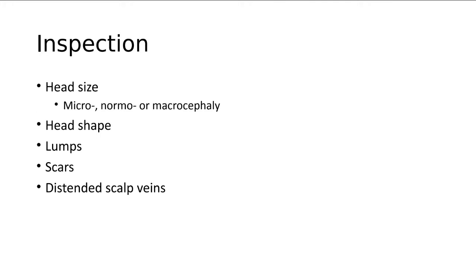So what do we inspect the head for? We inspect for head size. The head may be unusually small, obviously, and that's microcephaly, or unusually large, obviously, macrocephaly, or may seem to be normal in size, normocephaly. We inspect for the head shape, any apparent lumps, scars, and distended scalp veins.